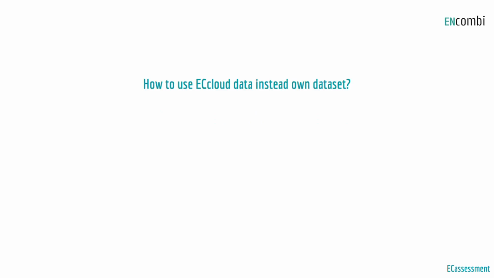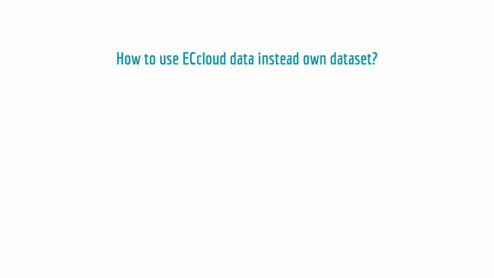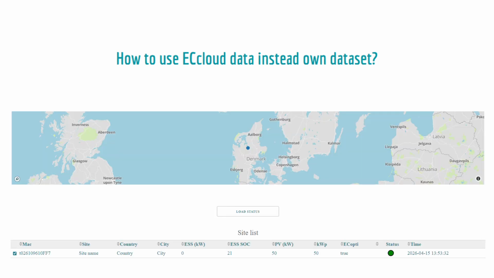How to use EC Cloud data instead of own dataset. You can extract datasets from any ECPV model registered in the ECassessment EC Cloud. In order to extract data from EC Cloud, the ECassessment tool has to be connected to the registered site.